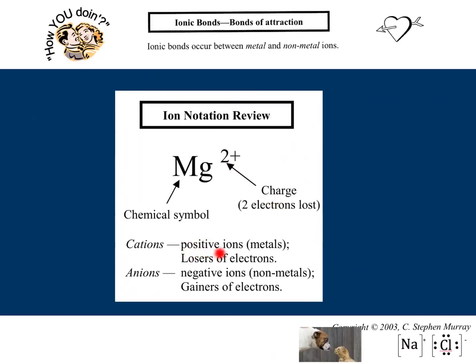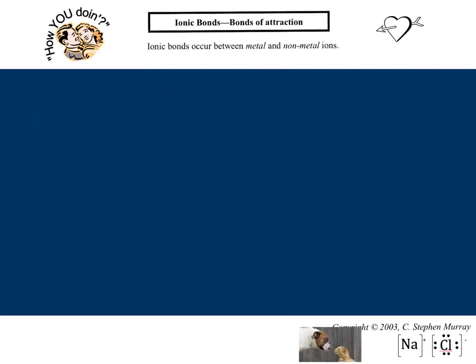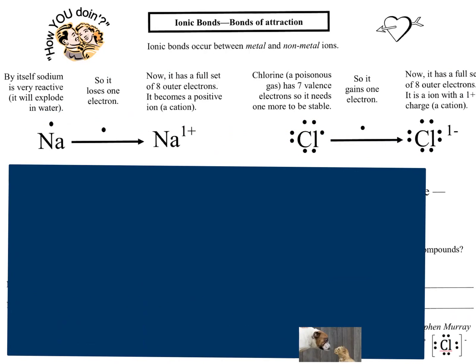So cations are positive ions. They're going to be from metals. They're going to be losers of electrons. Anions, negative ions. They'll be the nonmetals, gainers of electrons. All right, so now to look at the study packet that we had in class. Right, we had this right here.